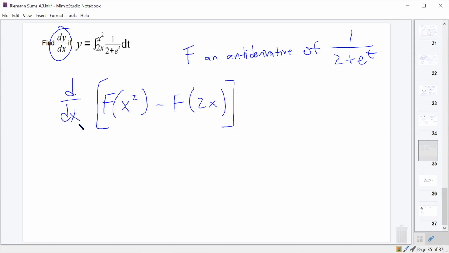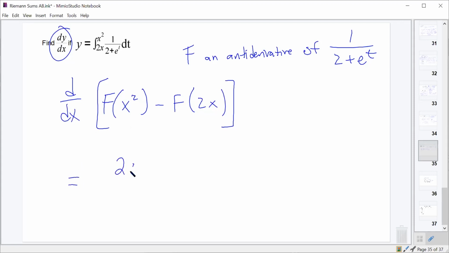And so for each piece of this now, we have a function with a function composed inside of it, right? A function with x squared composed inside of it and a function with 2x composed inside of it. So both of these are a function within a function. And so each of these derivatives requires us to use which rule? The chain rule.